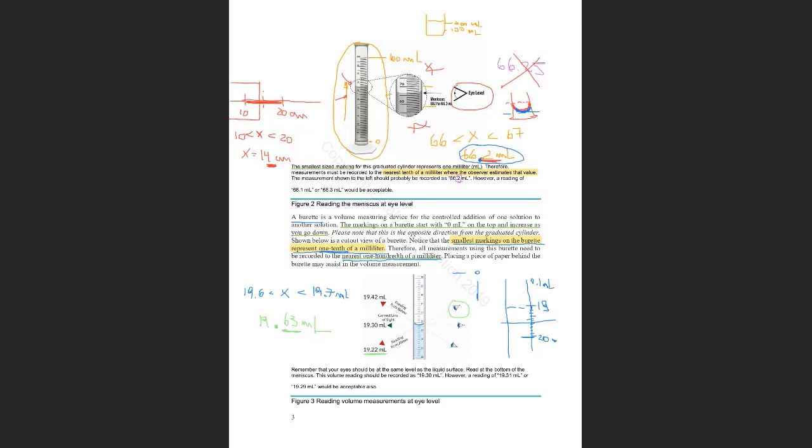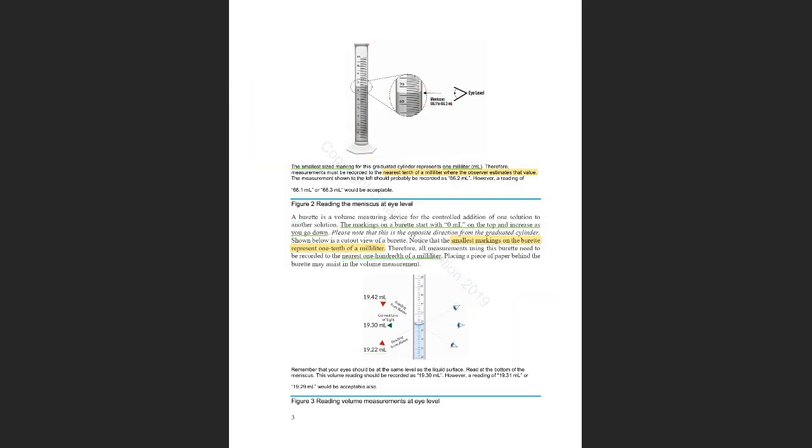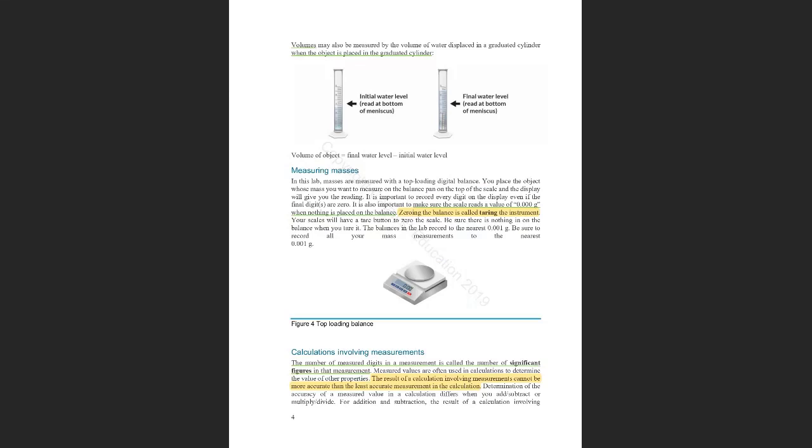And if we read from lower, we get a higher reading, what we just said before. So we have to make sure that we put our eyes in the correct level. And then what else is talking in this experiment? Okay, so now we know how to measure volumes.